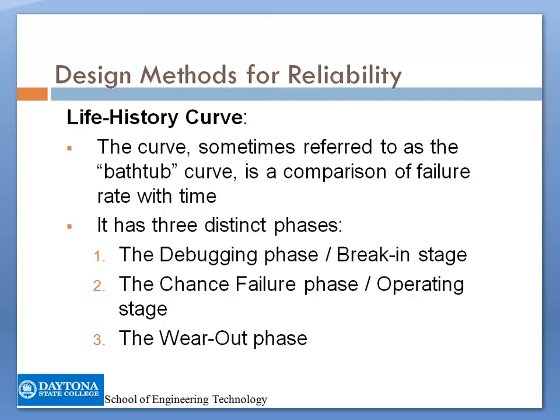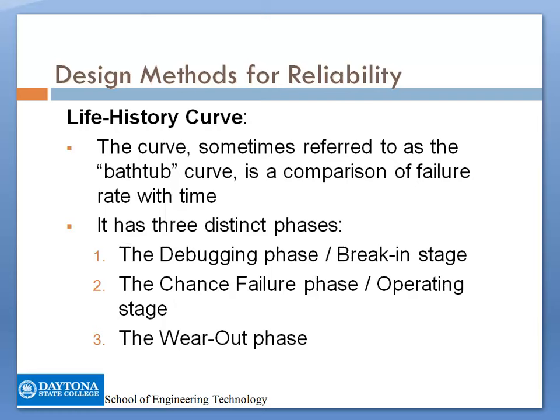Reliability is used in the design of the system. And this is very important because part of the design is to make sure that you know how long your product will last, the life history curve. And this is the curve that we sometimes refer to as the bathtub curve. It is a comparison of failure rate with time, and it has the shape of a bathtub.